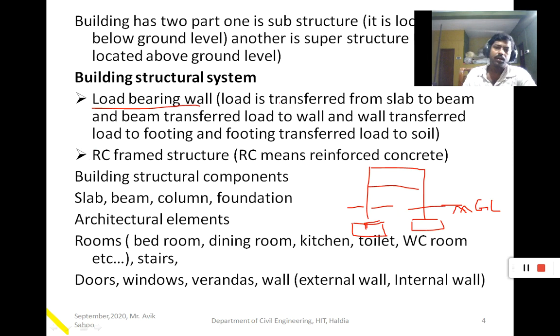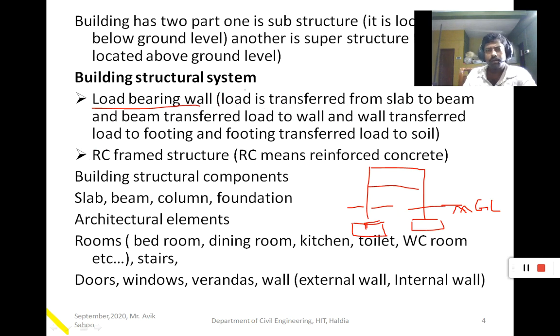In load bearing wall type structures, the load means the load acting on the slab. The load is transferred from slab to beam, and the beam transfers load to the wall, and the wall transfers load to the footing, and the footing transfers load to the soil. So this is the load mechanism in the load bearing wall system.